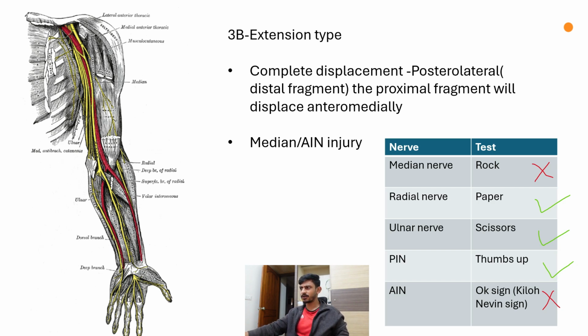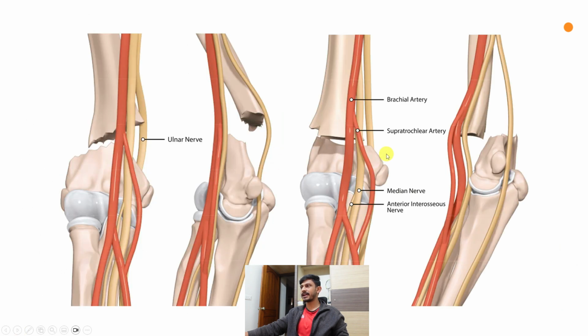So the patient will not be able to make a rock, and he'll not be able to make an OK sign. But he'll be able to make a paper, scissors and a thumbs up because the radial nerve, ulnar nerve and the posterior interosseous nerve are intact. I'll show you with the help of a diagram. Yeah, so you can see here, if it displaces anteromedially, the brachial artery gets impinged and the median nerve gets impinged. You can see even the anterior interosseous nerve is here.